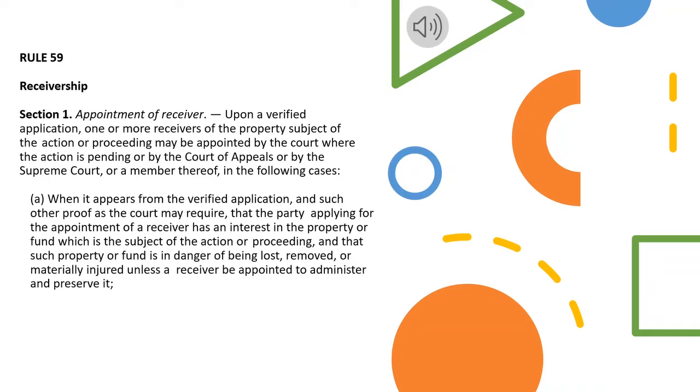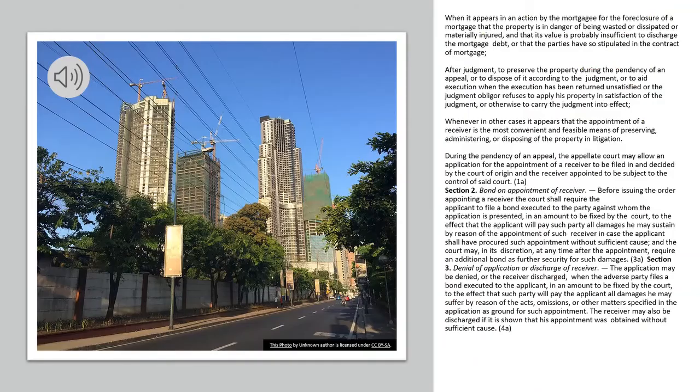A. When it appears from the verified application, and such other proof as the court may require, that the party applying for the appointment of a receiver has an interest in the property or fund which is the subject of the action or proceeding, and that such property or fund is in danger of being lost, removed, or materially injured unless a receiver be appointed to administer and preserve it. B. When it appears in an action by the mortgagee for the foreclosure of a mortgage that the property is in danger of being wasted or dissipated or materially injured, and that its value is probably insufficient to discharge the mortgage debt, or that the parties have so stipulated in the contract of mortgage.